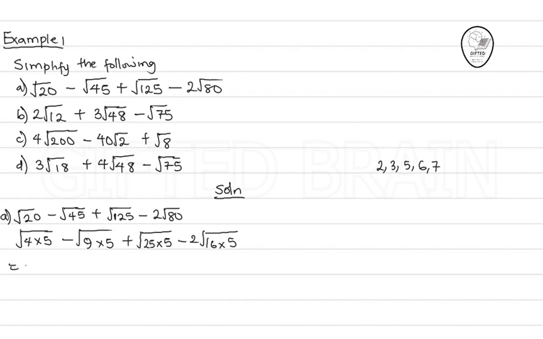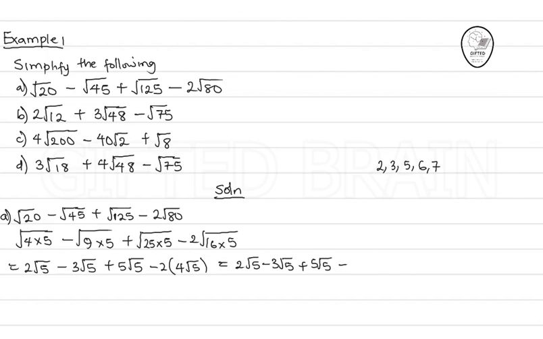Now, root of 4 times 5 will give me 2 root 5, because root 4 is 2. Minus root of 9 times 5 will give me 3 root 5. Again, root of 25 times 5 will give me 5 root 5. And then lastly, we have minus 2 into bracket, root of 16 times 5 will give us 4 root 5. So that's that about that. We can now go ahead to simplify further. That is 2 root 5 minus 3 root 5 plus 5 root 5.